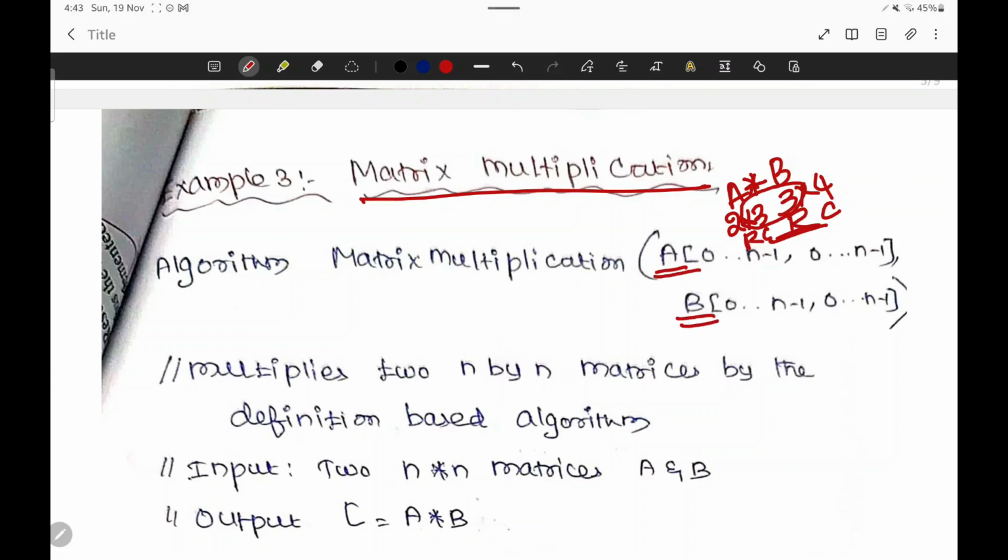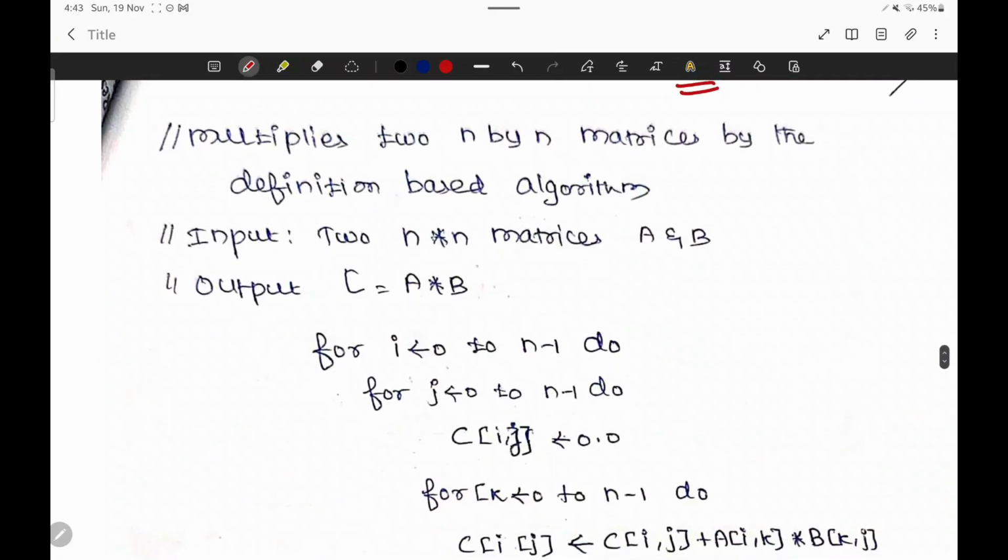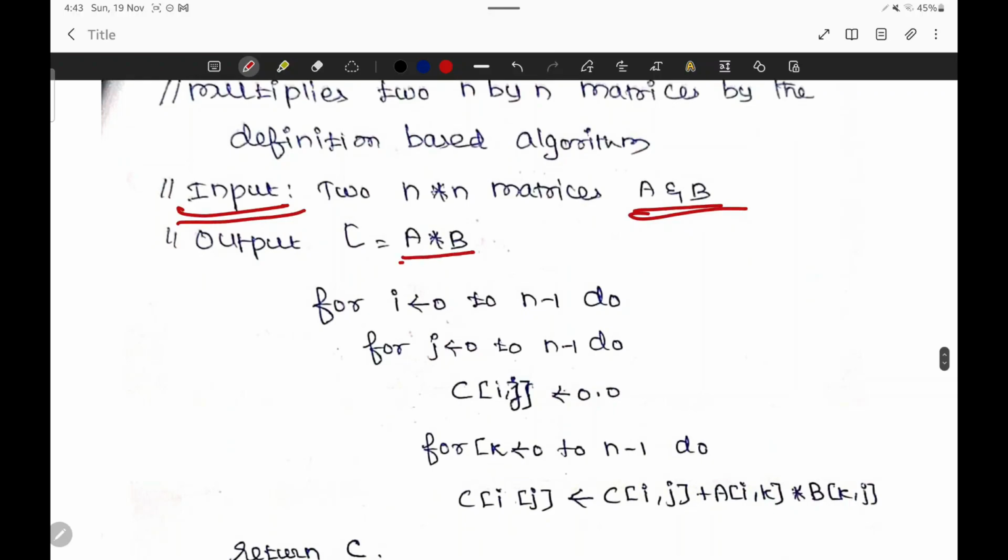What is the given input? A and B. A and B is the input. What is the output we are going to get?